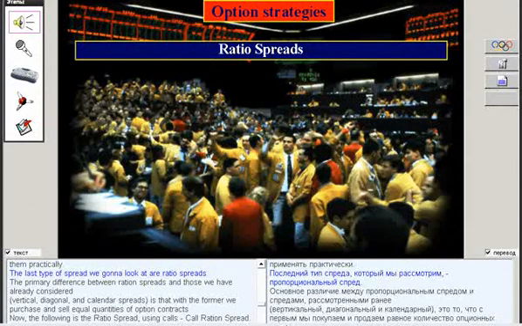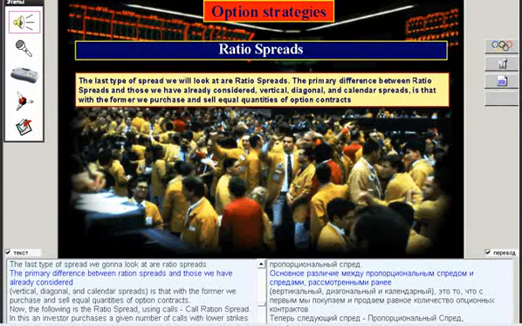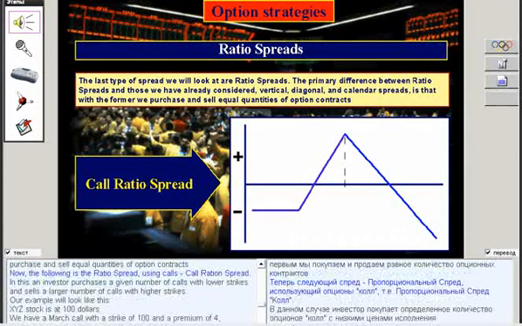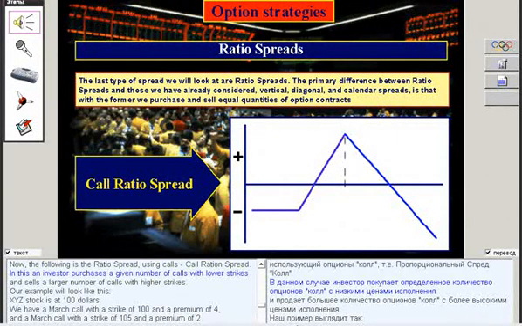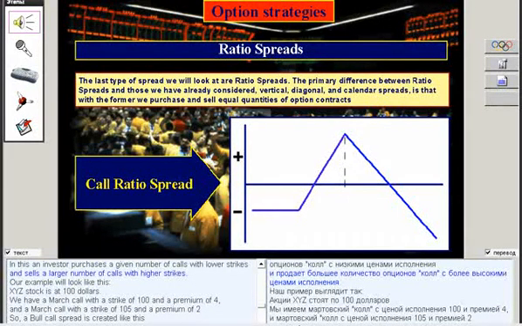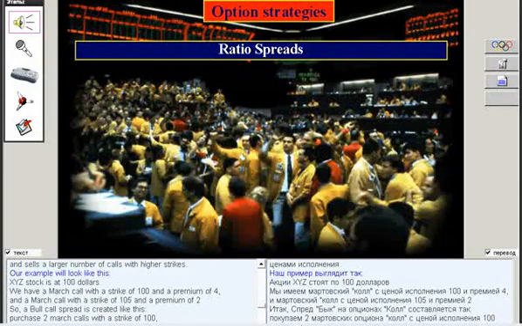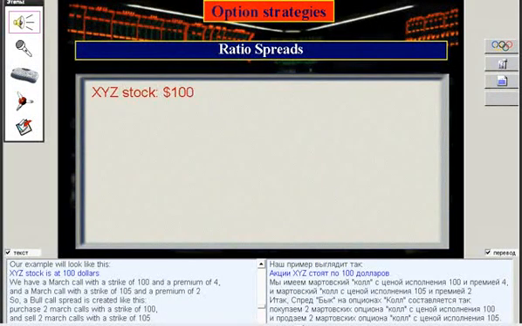The last type of spread we're going to look at are ratio spreads. The primary difference between ratio spreads and those we've already considered, vertical, diagonal, and calendar spreads, is that with the latter, we purchase and sell equal quantities of option contracts. Now, the following is a ratio spread using calls, a call ratio spread. In this, an investor purchases a given number of calls with lower strikes and sells a larger number of calls with higher strikes. Our example would look like this.